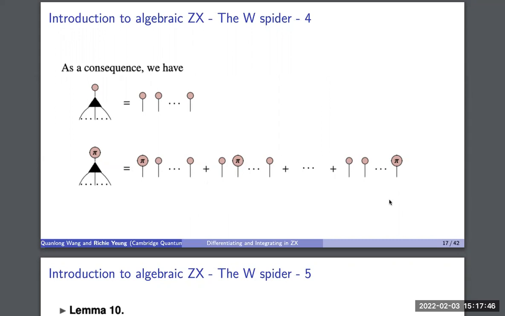This will be important later because it turns out this property of the W state is closely connected to differentiation in the product rule.